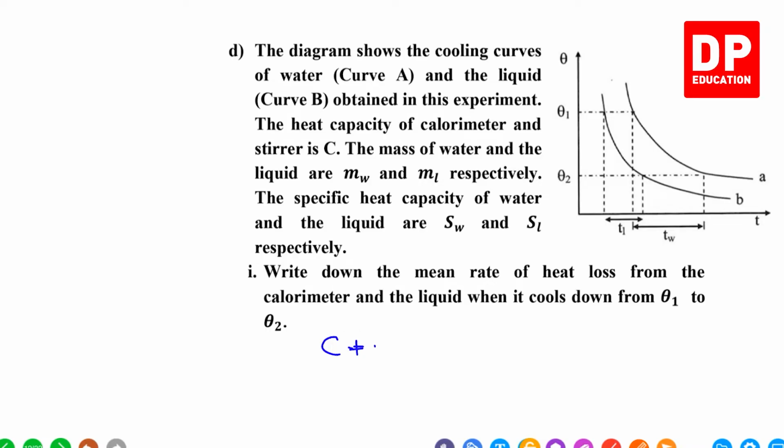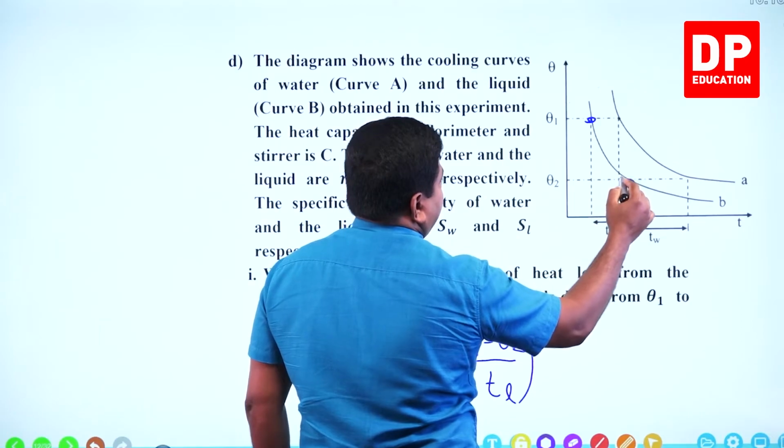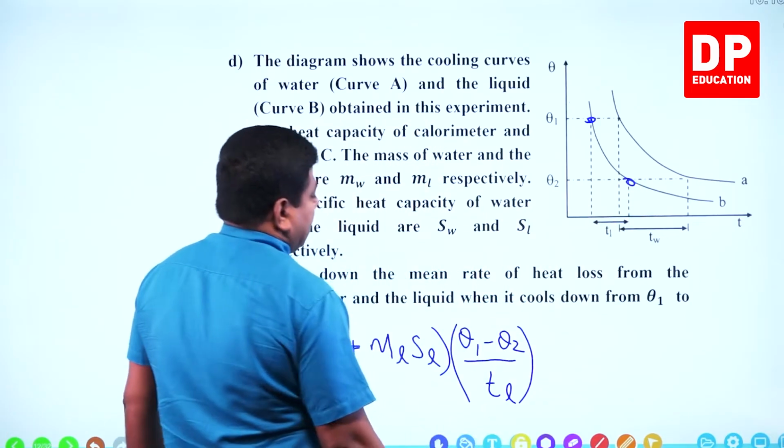And then ML, SL, θ1 minus θ2 over TL. It has taken TL time. You can see that here, TL. See, this point to this point, it has taken TL.